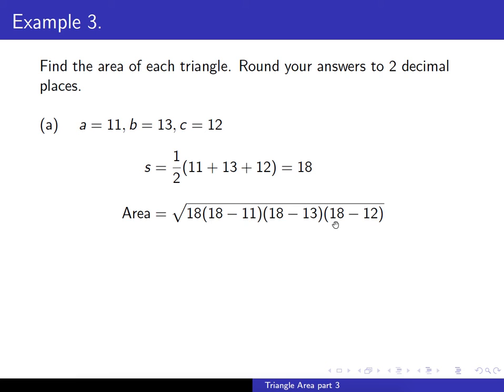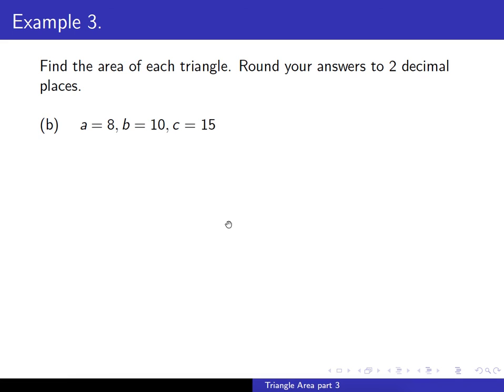And we can actually put all this in at once in our calculator, or we could simplify each parenthetical expression first, but it's just easier to type it all in at once. And when we do that, we get approximately 61.48 square units for the area of this triangle.